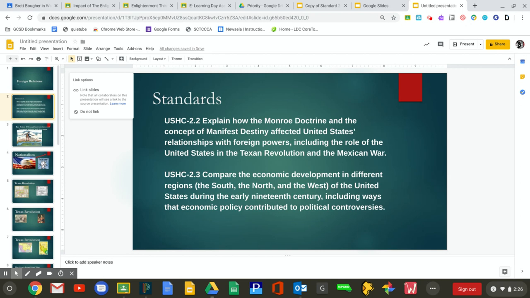2.2 says to explain how the Monroe Doctrine and the concept of manifest destiny affected the United States' relationships with foreign powers, including the role of the United States in the Texan Revolution and the Mexican War. 2.3 deals with comparing the economic development in different regions, the South, North, and West, which we're going to talk about, of the United States during the early 19th century, including ways that economic policy contributed to political controversy.